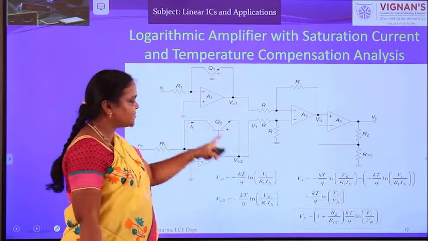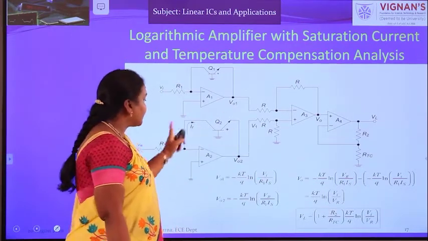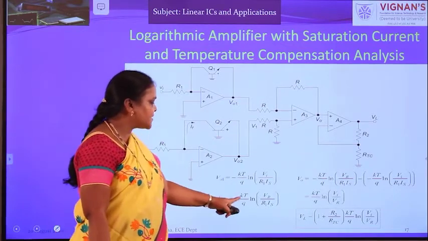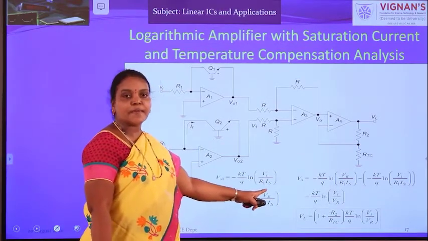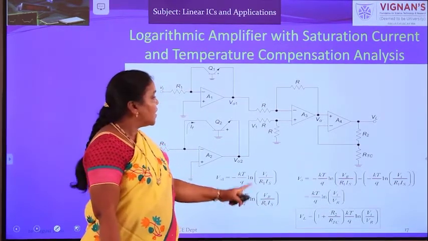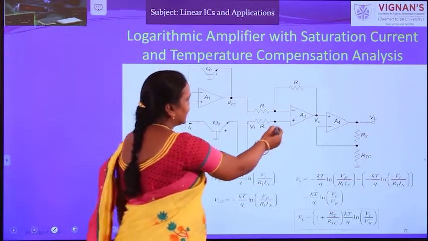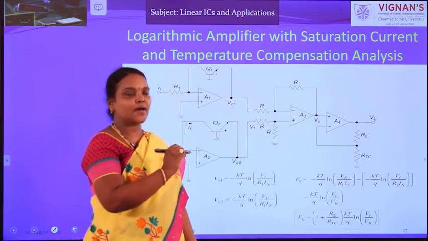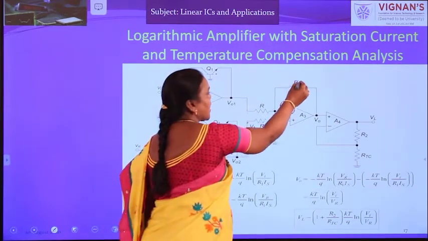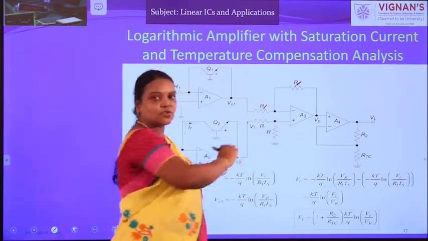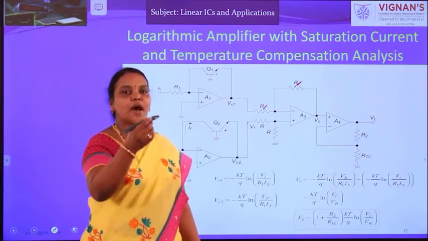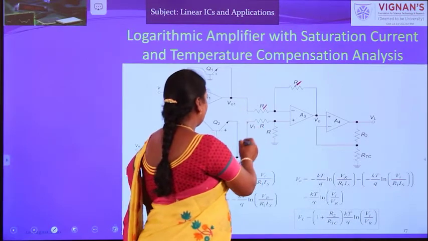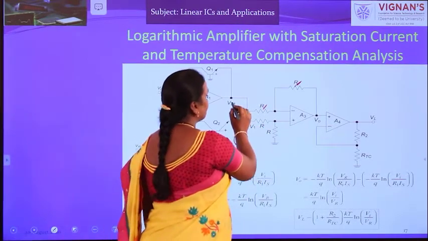Because here the input is VI. Similarly, for this, the input is the reference. It is a fixed voltage. So, minus KT by Q ln VR by R1 IS. Now, what is this? It is the difference amplifier. Already we have seen it is R2 by R1. In the place of R2, you are having R. In the place of R1 also, you are having R. That means R by R, it is 1. So, it is V02 minus V01.